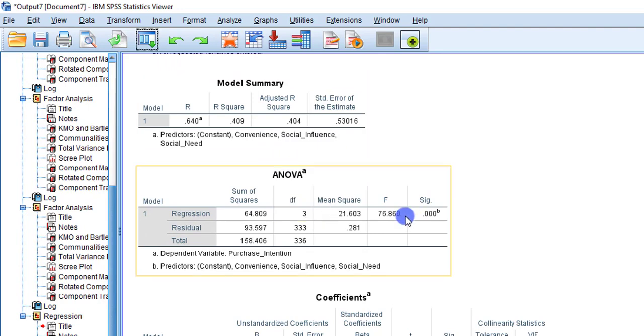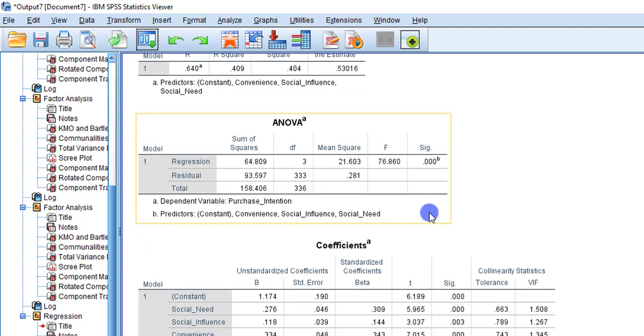In the next table, you have to take a decision based on the F statistic and its significance value. So here, if the significance level is less than 0.05, we will conclude that the overall conceptual model is fit. We can proceed further. If it is not meeting the criteria, that is, if it is greater than 0.05, then we will have to see the model.